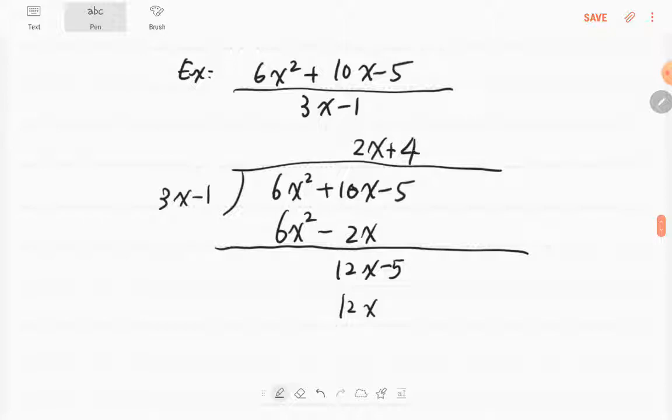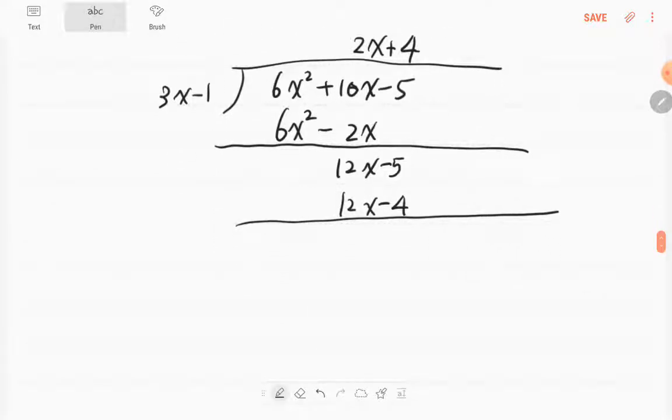12x, 4 times negative 4, we'll get 4 times negative 1, we will get negative 4. So after that, we realize this time we have the remainder, right? So negative 4 minus negative 5 minus negative 4 actually equals negative 5 plus positive 4. We will have negative 1 as the remainder. We use top minus the bottom. So we have negative 1.